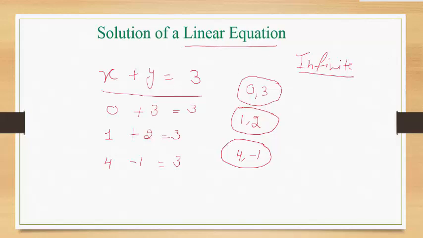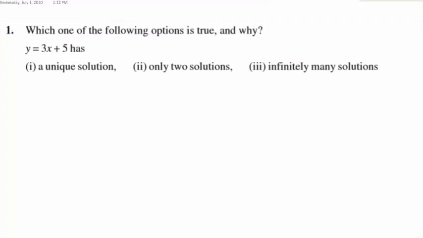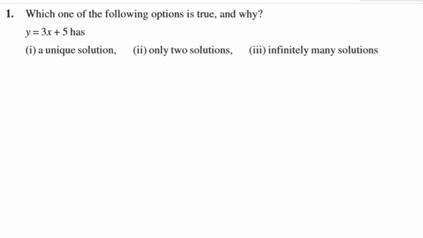Now our first question is, which one of the following options is true and why? Now you know that this is the linear equation in two variables, that is y equals 3x plus 5. We have learned that a linear equation has infinitely many solutions. So this will be correct, infinitely many solutions.